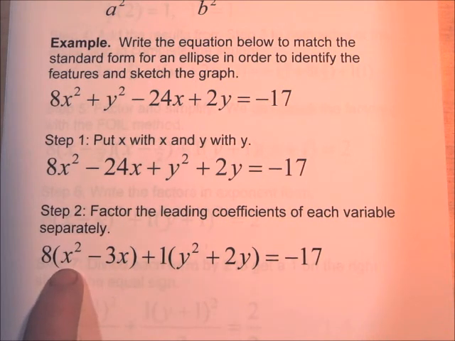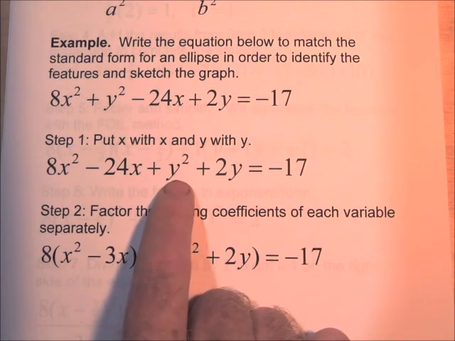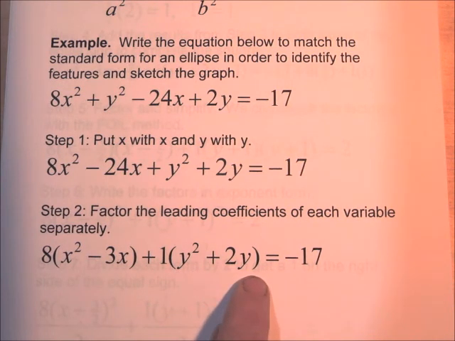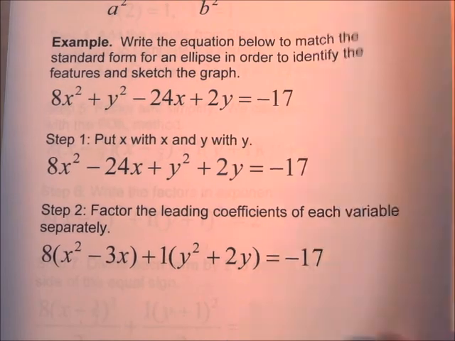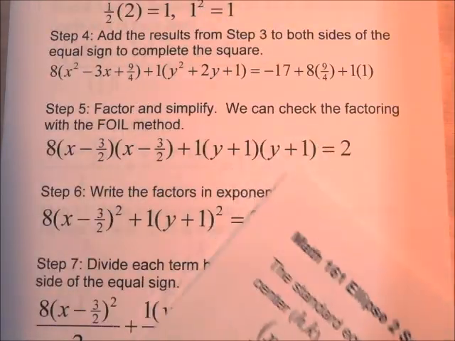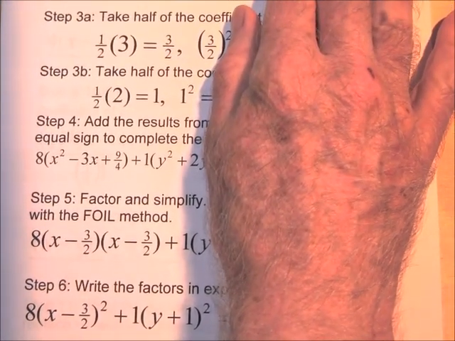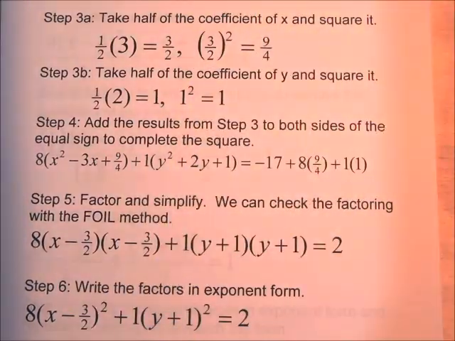And inside parentheses we'll have x squared minus 3x. The leading coefficient of y squared is a 1, so we factor out a 1 for the y terms. Anything divided by 1 is itself. So we'll have 1 times the quantity y squared plus 2y, equals negative 17. Okay, and now we want to determine what numbers we can add to make these expressions into perfect squares.